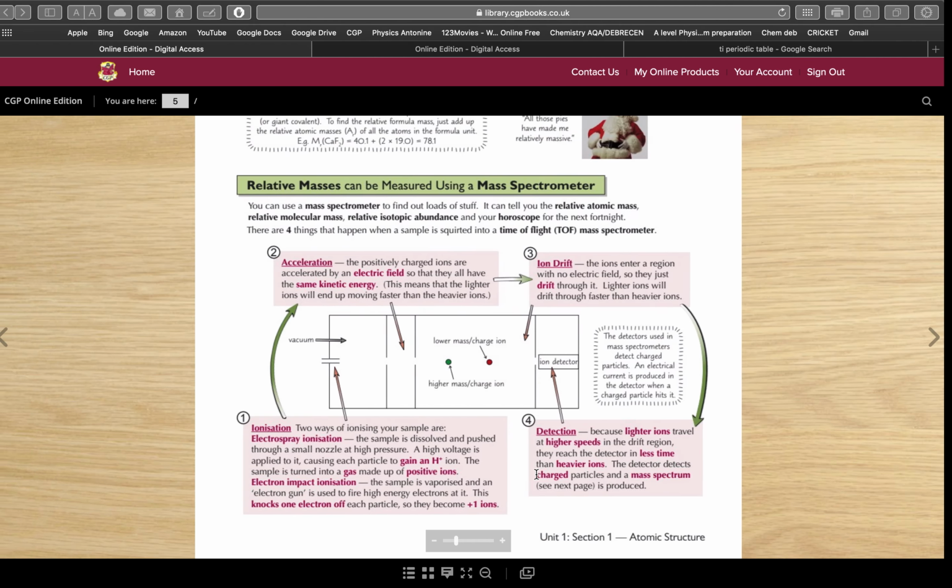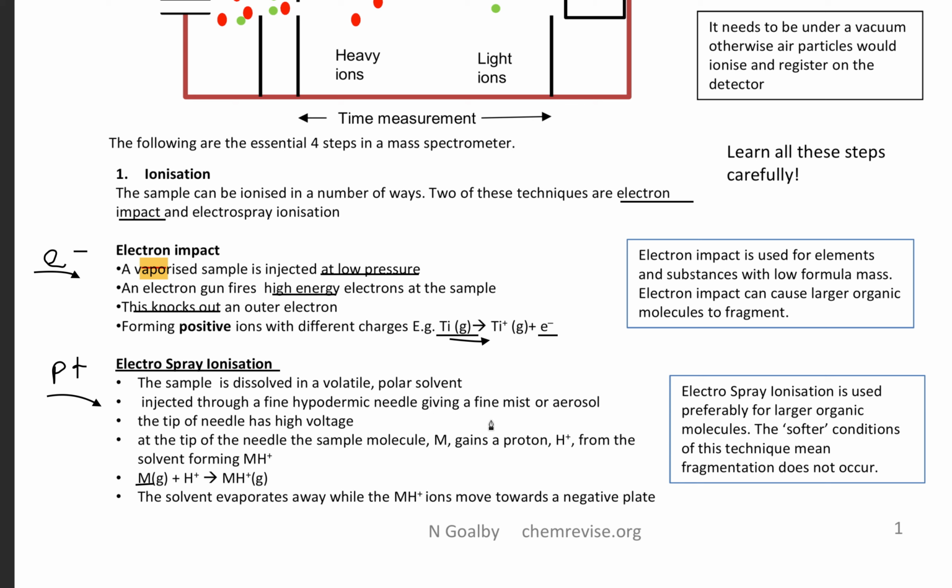So electrospray ionization. The sample is dissolved in a volatile polar solvent, injected through a fine hypodermic needle, giving a fine mist or aerosol. So the tip of the needle has high voltage. At the tip of the needle, the sample molecule M gains a proton, which is your hydrogen ion, from the solvent forming MH+. So the solvent evaporates away while the MH+ ions move towards the negative plate.